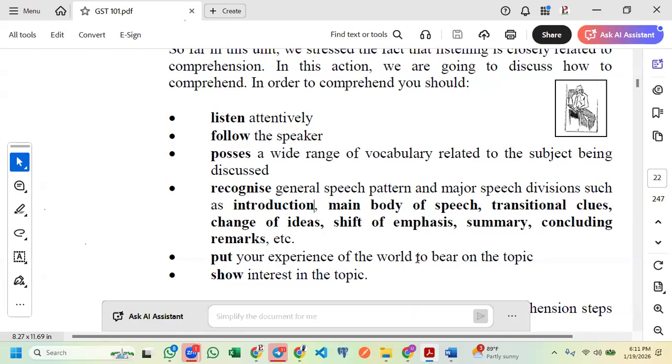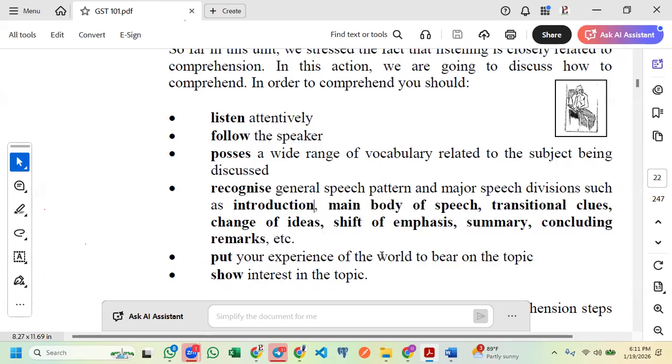Now, you should put your experience of the world to bear on the topic. I've mentioned that before. Then show interest in the topic. If you don't have interest, that is another thing that kills comprehension, that is understanding of a speech. When someone is teaching you something and you are not interested, I know you guys can relate to this one. Probably in your place of work, they force you to attend a seminar that you are not interested in. No matter how eloquent the speaker is, since you don't have interest, the whole thing is zero. You will not understand anything because your mind is not there. If the speaker is spitting fire, you may be pressing your phone, you may be doing something else because you are not interested. That is the first thing.